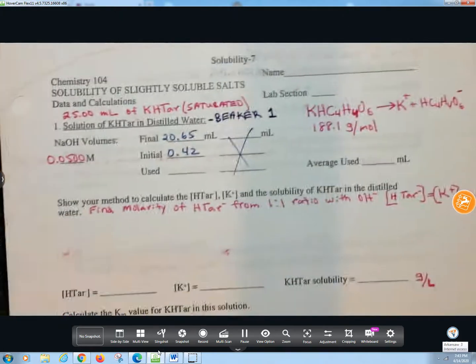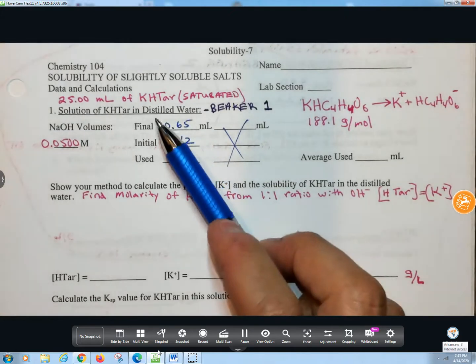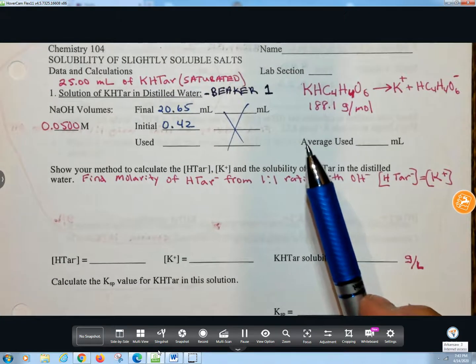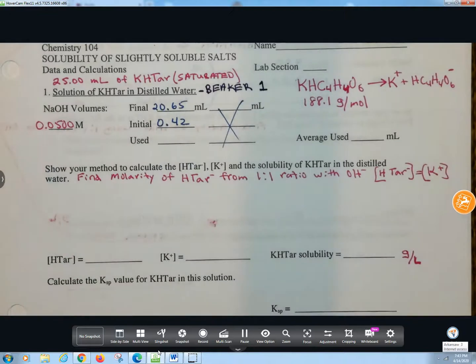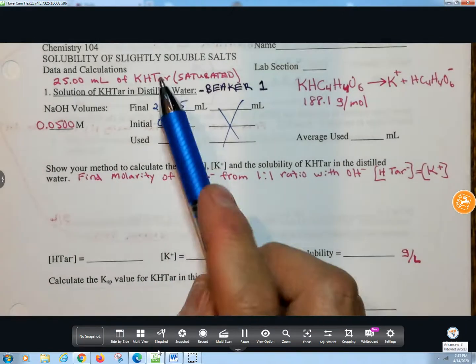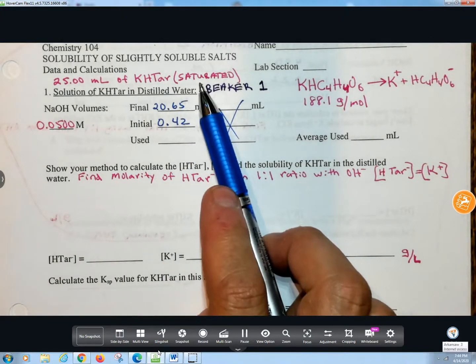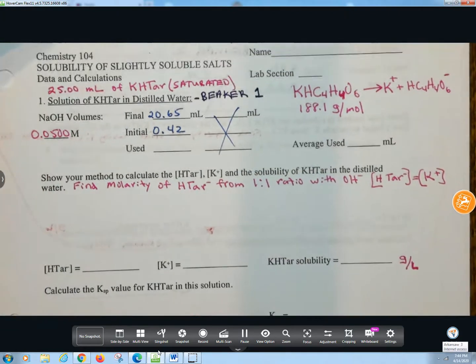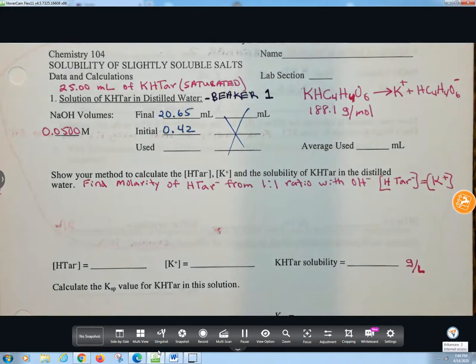Okay, so let's look at results. I didn't do a new one. I'm using your exact lab that you have. And I'm trying to just clean this up a little bit to make it a little bit easier. So we're using 25 milliliters of potassium hydrogen tartrate that has been filtered, right? So it is saturated. Saturated meaning no more will dissolve. This is our initial reading, and this is our final reading.